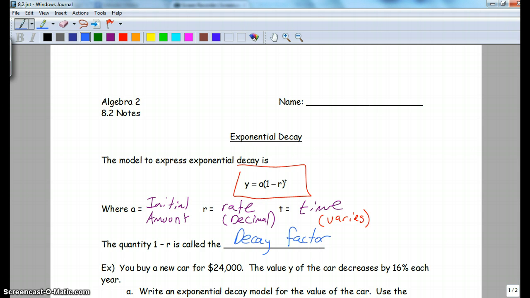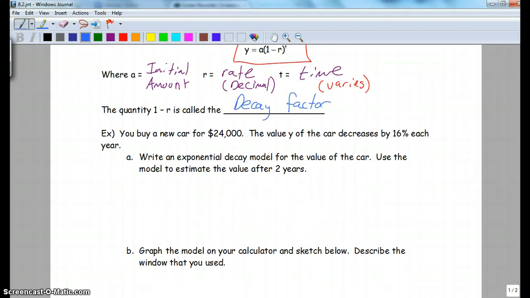So it's a formula. What we're going to do now is a bunch of word problems. It's pretty much straight up plug it in, chug it out. All right, but occasionally they want you to find a model, like in this first example here. You buy a new car for $24K. The value Y of the car decreases by 16% each year. Cars are not a good investment. Write an exponential decay model for the value of the car.